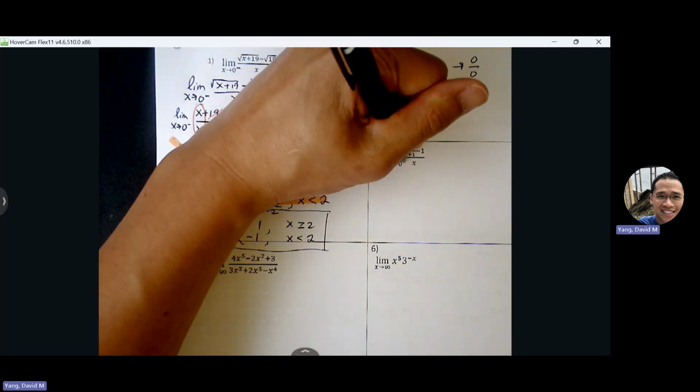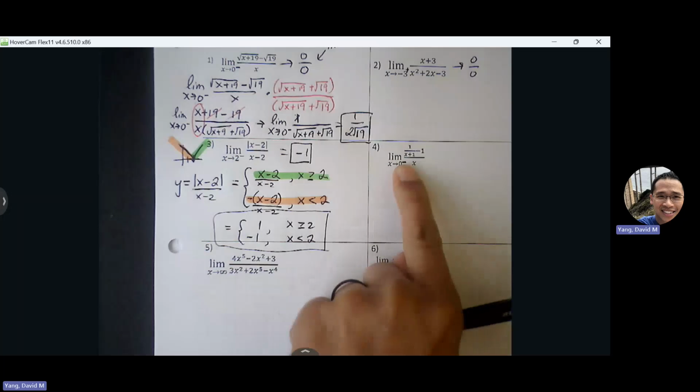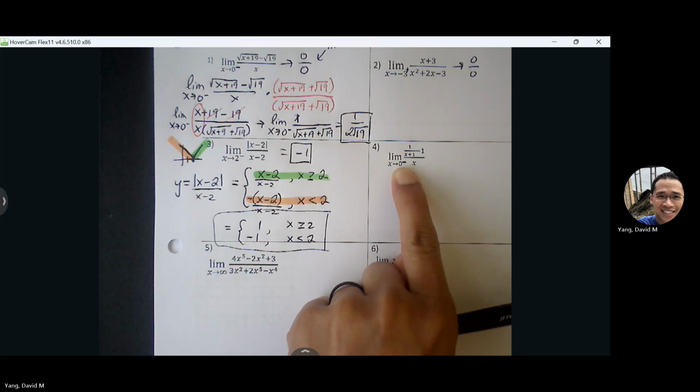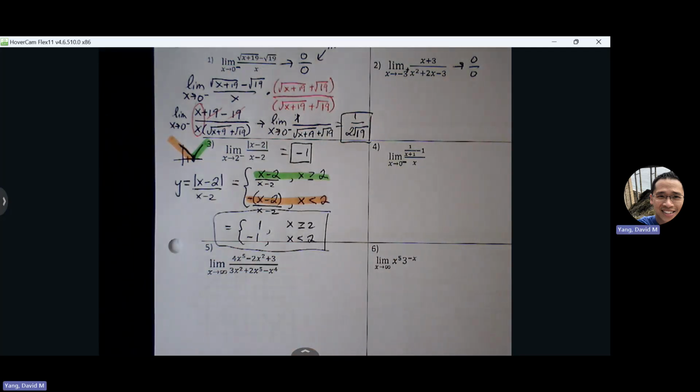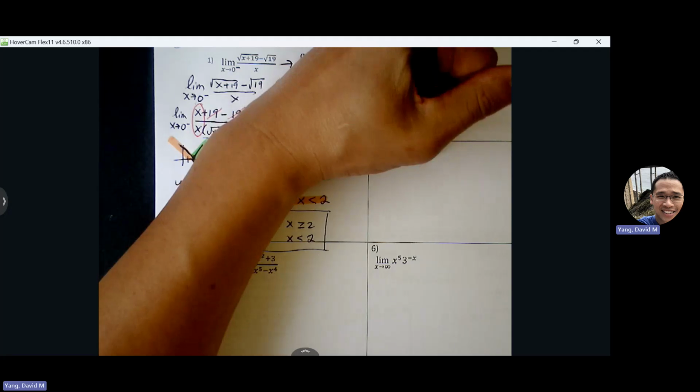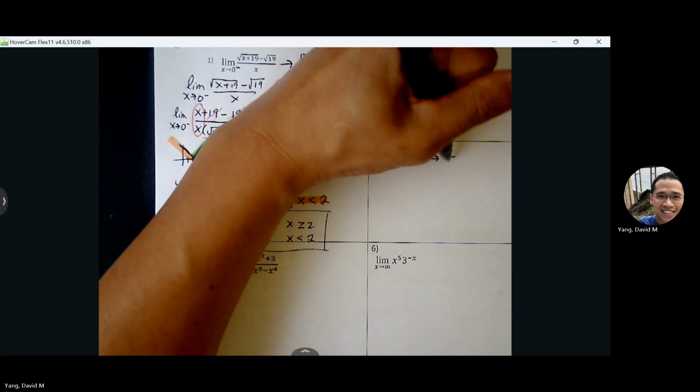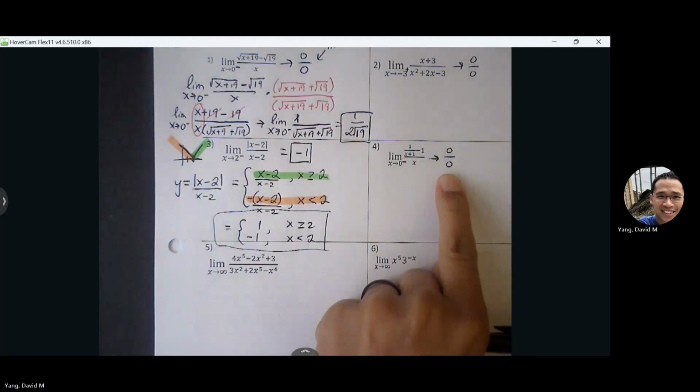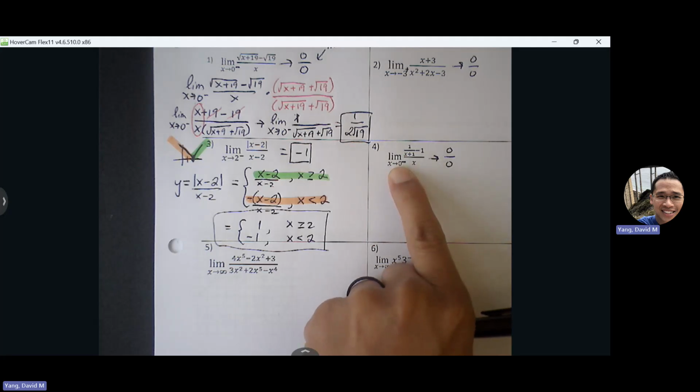Okay, number 4. Again, let me put a 0 from the left for that as well. 0 from the left. What's our first step? Zero substitution. Again, there's a hole. The limit exists. Ignore the one-side limit. No decimals here. Right? No decimals.